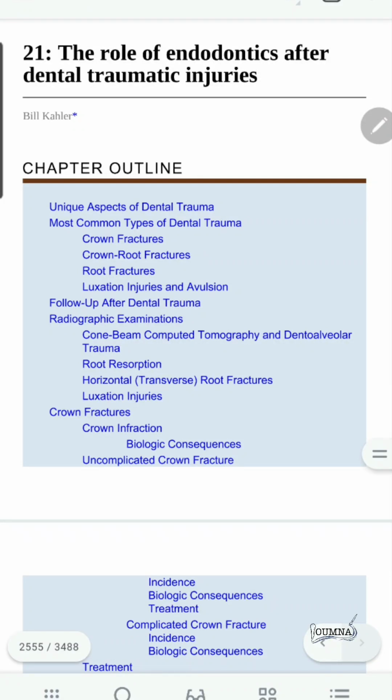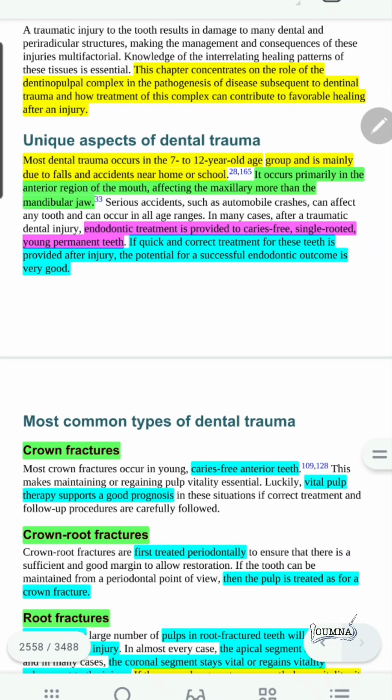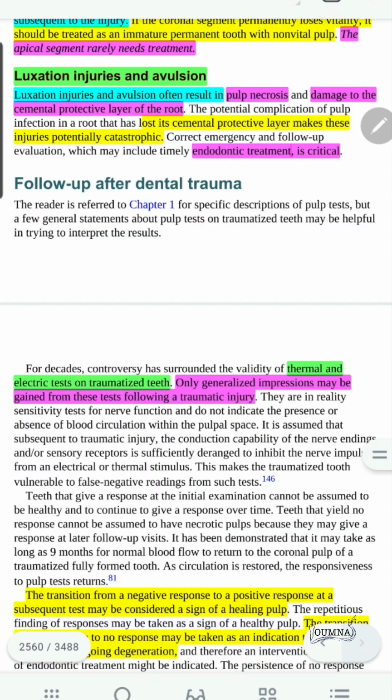Welcome to the episode, The Role of Endodontics After Dental Traumatic Injuries. How to deal with the dental-pulpal complex when it becomes affected by a trauma.